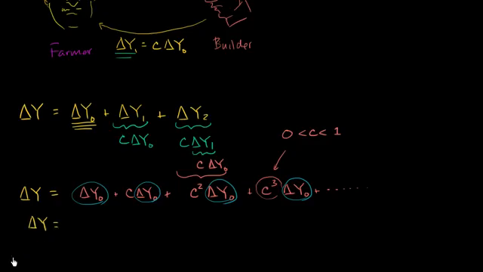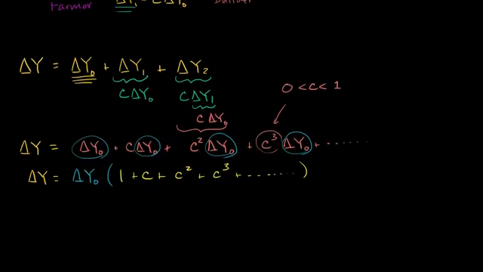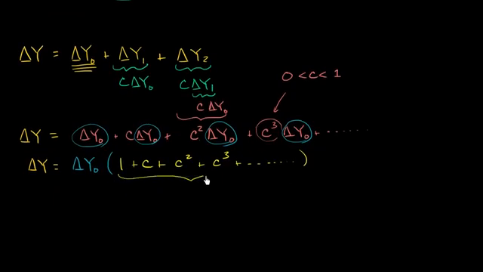Our total bump in, whether you want to view it as output, expenditure, or income, is equal to the delta Y naught times, and then we're just left with, you factor the change in Y naught here, you get 1. And then over here, plus c squared plus c to the third. And you go on and on and on. And in the last video, I told you that this right over here is going to simplify to 1 over 1 minus c. So this part over here is equal to 1 over 1 minus c.